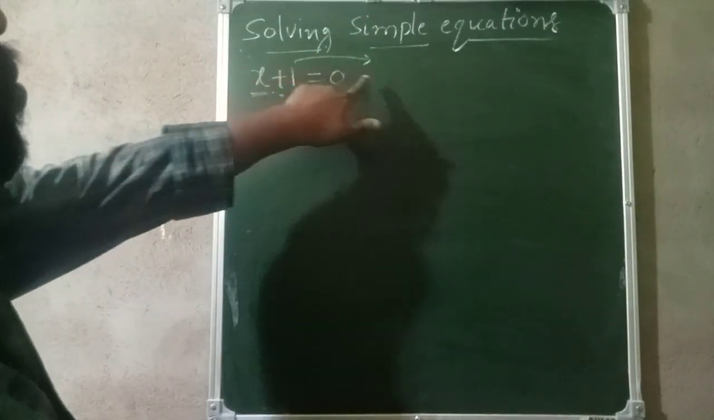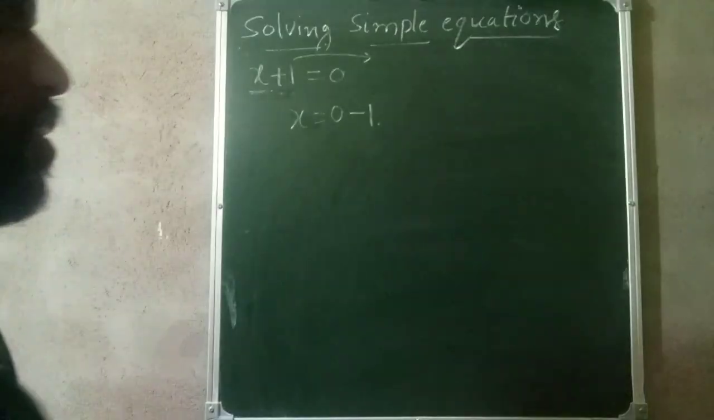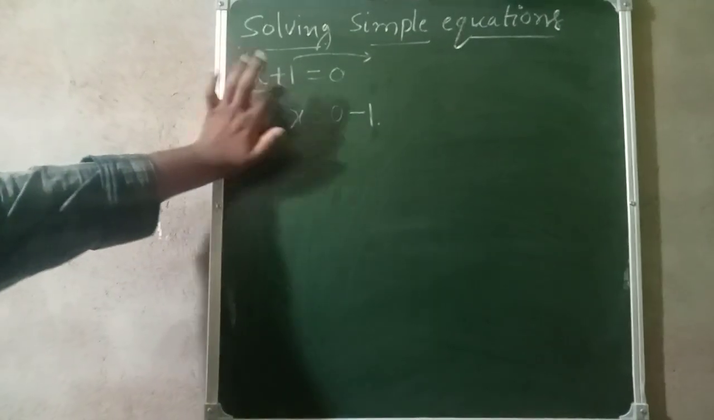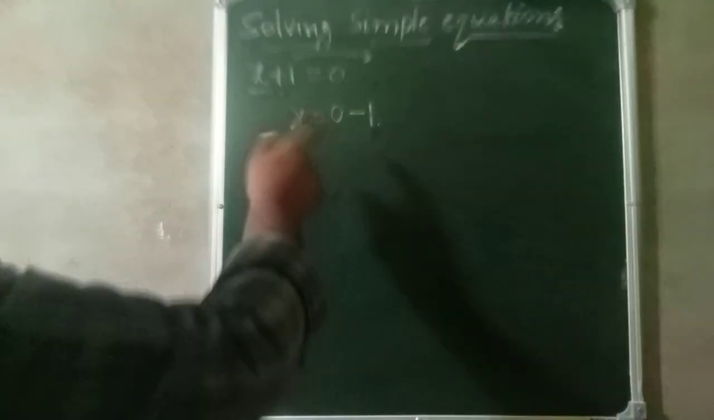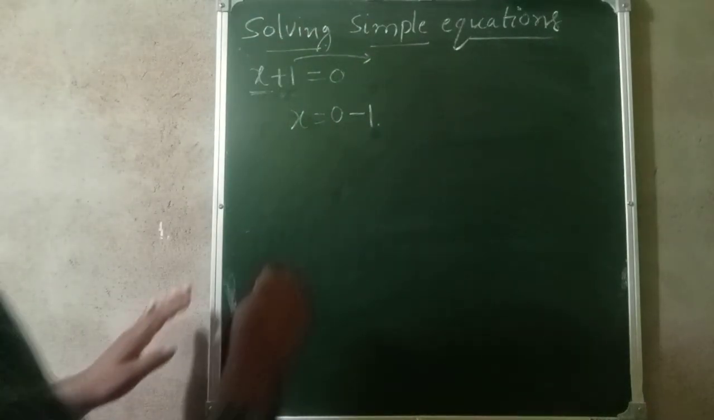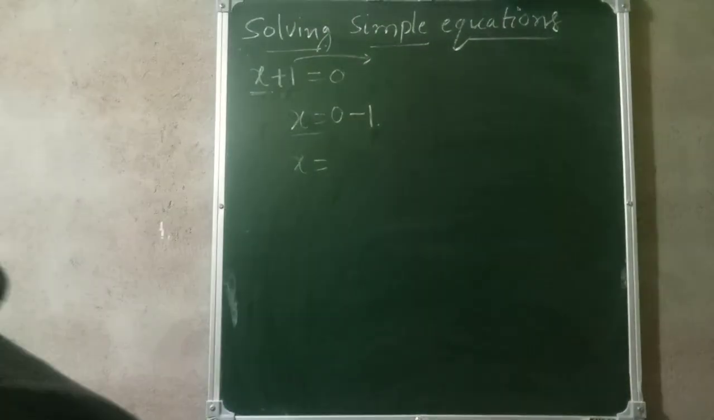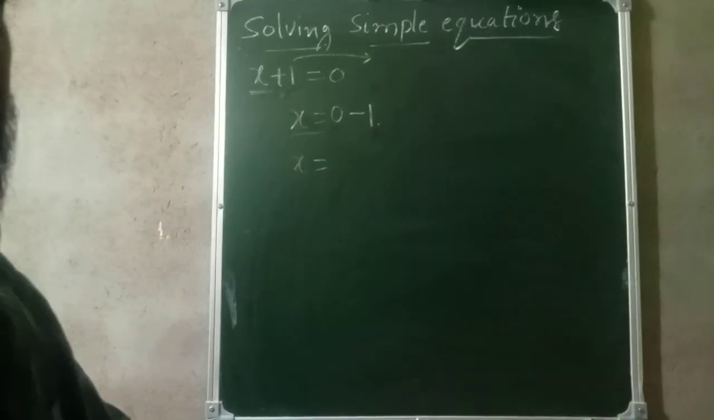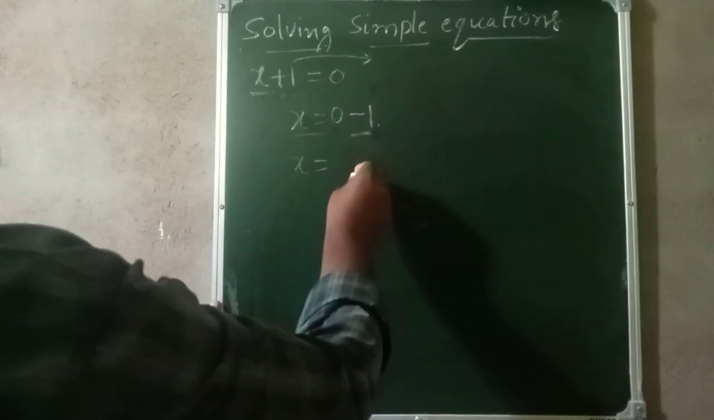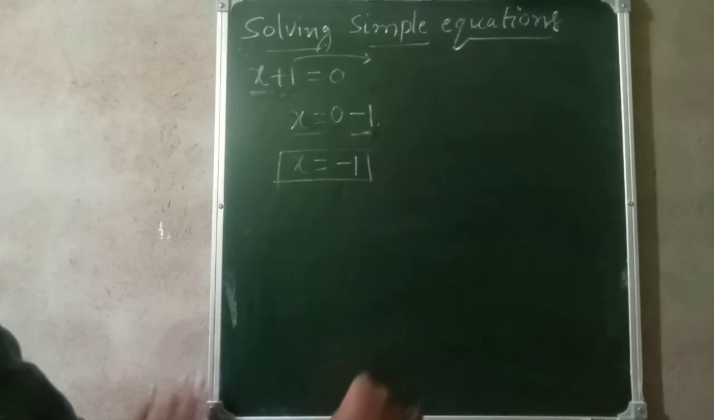Now when plus 1 is moved to this side, plus 1 becomes minus 1. That means the 1 is the same, this plus changes to minus, because we are moving this plus 1 to the other side. Next step, write x is equal to, so 0 means nothing, we can just remove it. What is left is minus 1, write that. So x is equal to minus 1 is the answer.